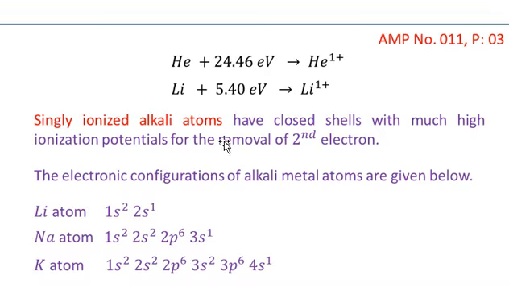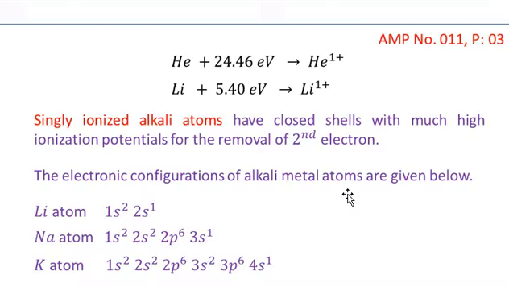Singly ionized alkali atoms have closed shells with much higher ionization potentials for the removal of a second electron. For example, if you want to doubly ionize the helium atom, that is, remove one more electron from within the closed shell, then the ionization potential for such an electron will be much higher in comparison with the energy required in the first ionization potential.